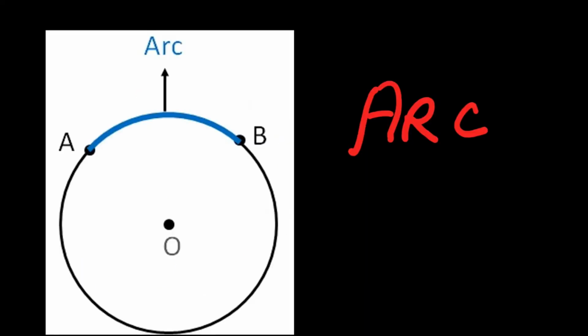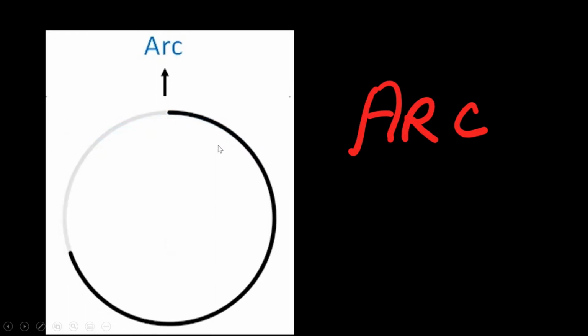Coming to arc. An arc, as you can see in this picture, is a part of the circle. More accurately, it is a part of the circumference. It is the curved part of the circumference. Any 2 points can form an arc. The shorter one, we call the minor arc, and the longer one, we call the major arc.